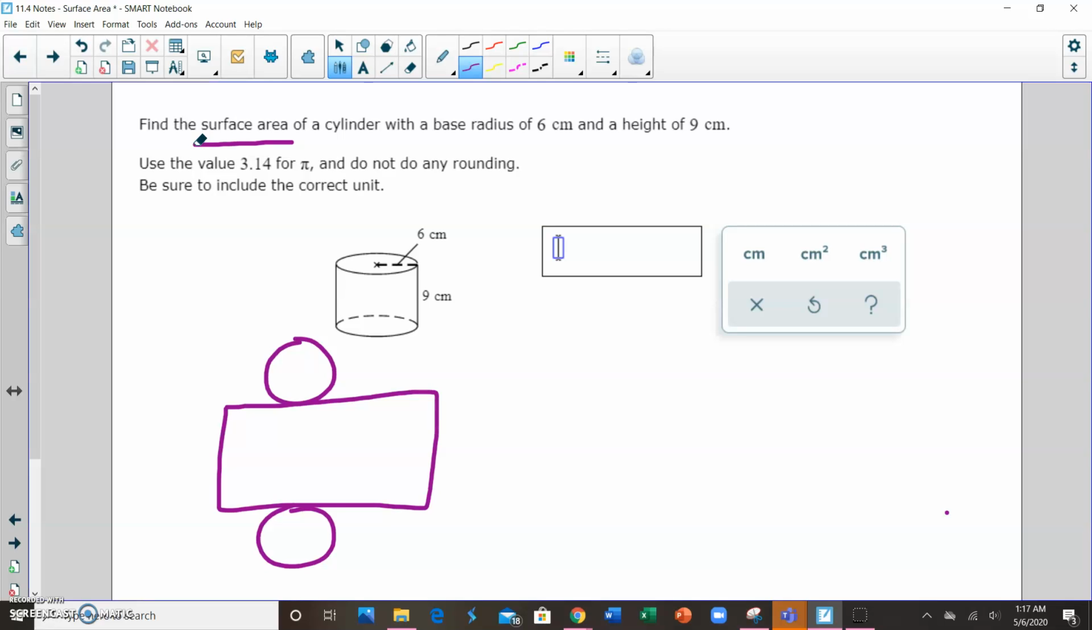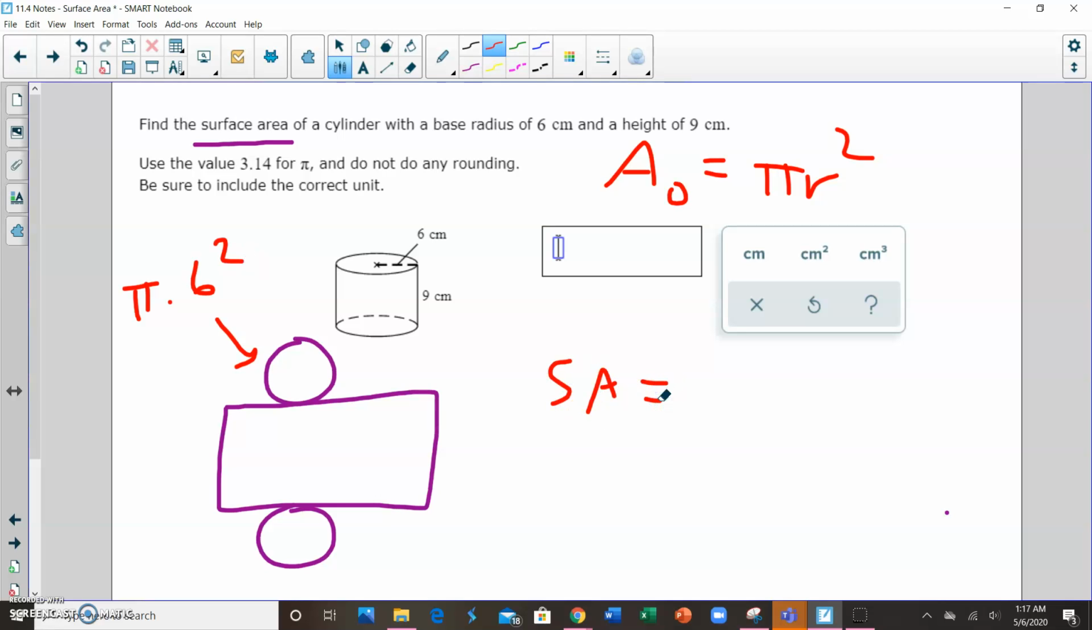So let's start with the easy part, to me, the circles, okay? So how do you find the area of a circle? The area of a circle is pi r squared. So you can see the radius of that circle is 6, so this is going to be pi times 6 squared. So when I'm finding the surface area, I have two of those. So I have pi times 36 plus pi times 36. You could just double that because these are both the same.